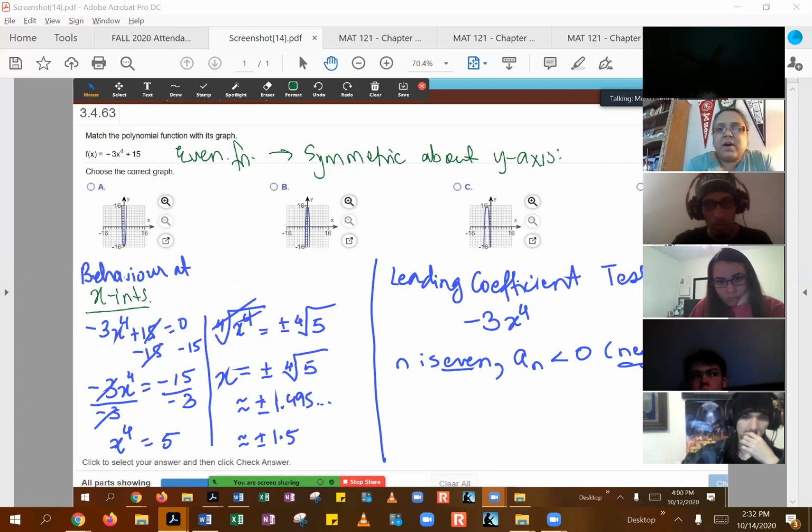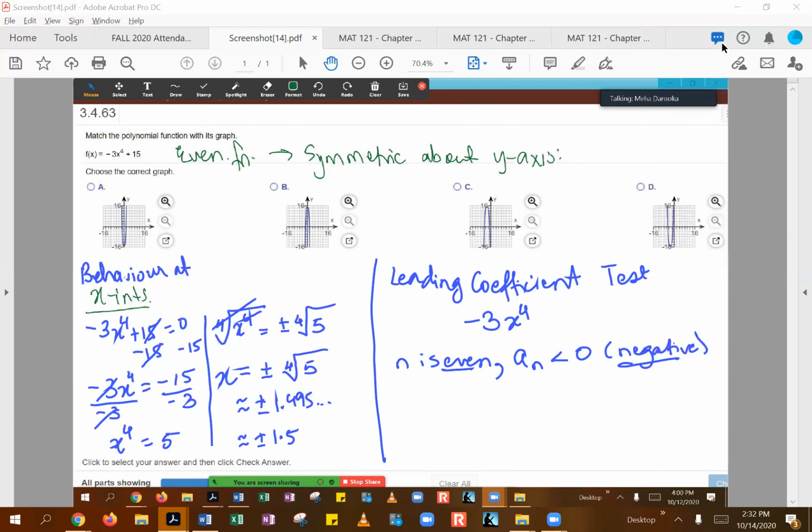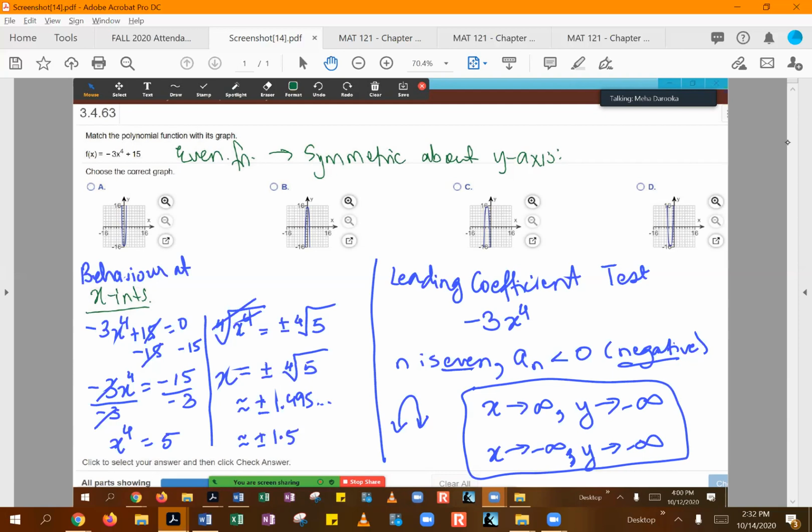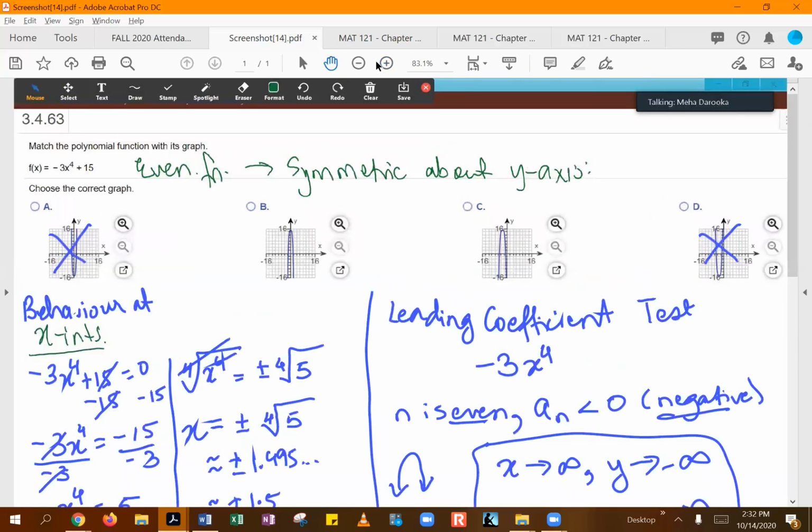Yeah, very nice. They are going to go downwards, because with even and negative, that's basically a parabola heading downwards. Good job, guys. So that means as x goes to positive infinity, y goes to negative infinity. And as x goes to negative infinity, y will also go down to negative infinity. So that automatically tells us the graphs where the arms are facing upwards are not going to be our graph.